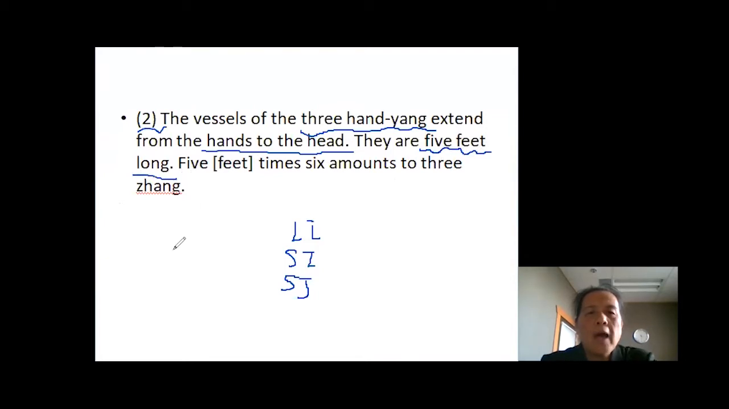We don't know exactly how people 2,000, 3,000 years ago could measure how long it is. Even today, we still find it hard to find the meridian at the anatomy level. But that's truly magic work. 2,000, 3,000 years ago, they truly knew how long it is.